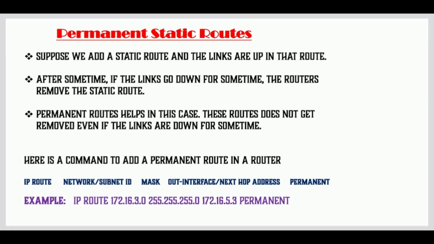Permanent static routes. Suppose we add a static route and the links are up in that route. After some time, if the links go down for some time, the routers remove the static route. Permanent routes help in this case. These routes do not get removed even if the links are down for some time. Here is a command to add a permanent route in a router.